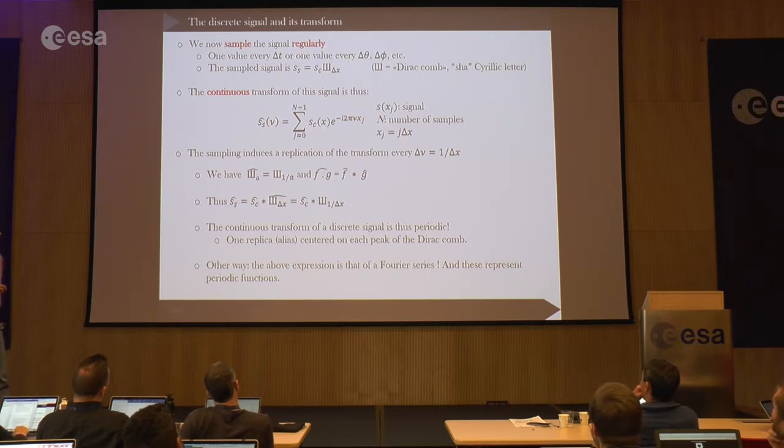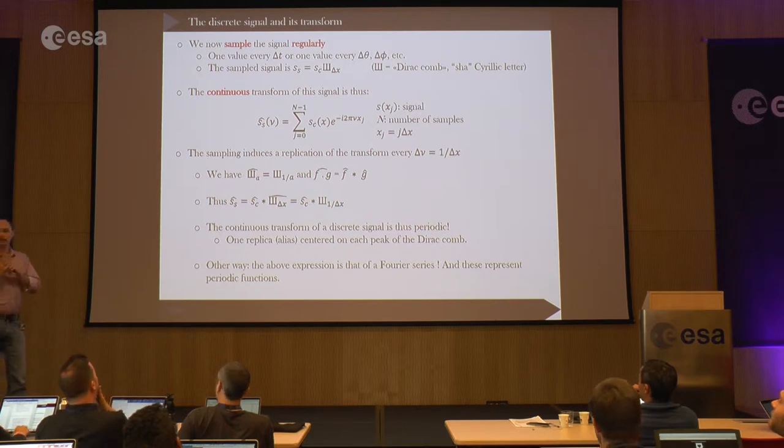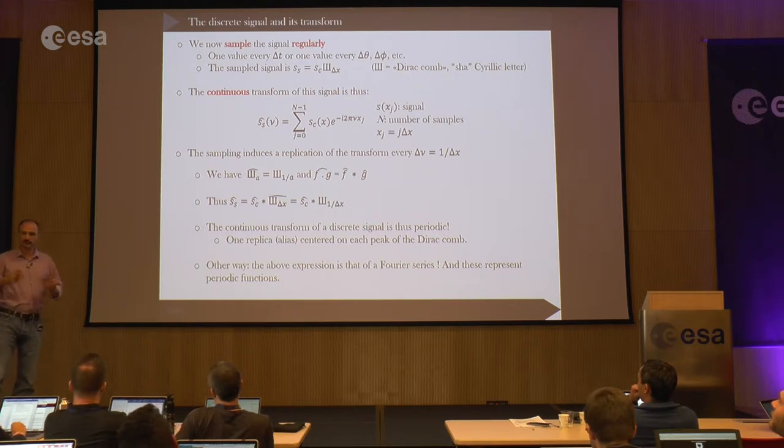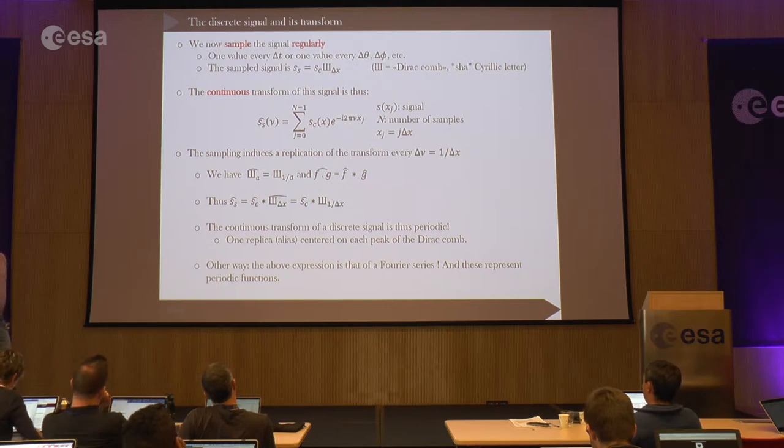So if you're not familiar with that letter, that's the SHA Cyrillic letter that represents a Dirac comb. You have only three teeth, but you are supposed to have an infinity, okay? It's one Dirac delta function every delta x. So the continuous transform of the signal is thus this, right? Because you multiply your signal by a Dirac every delta x, you get rid of that integral, and that integral gets replaced by this sum.